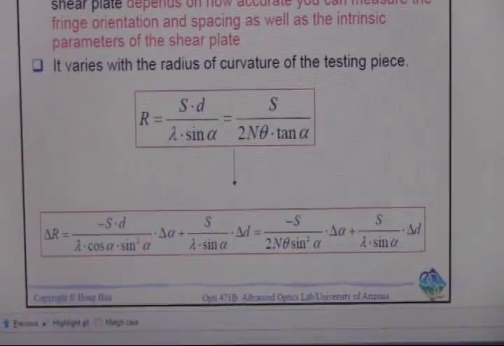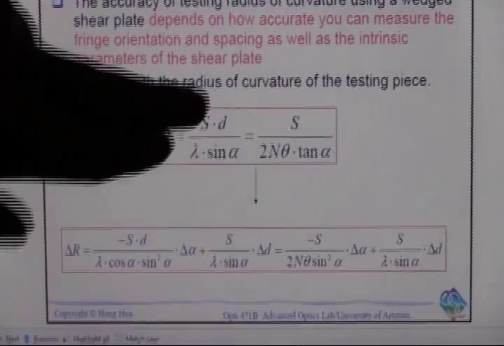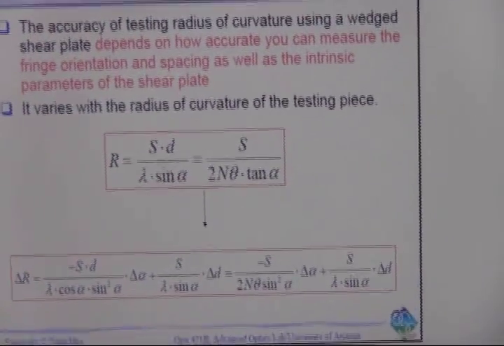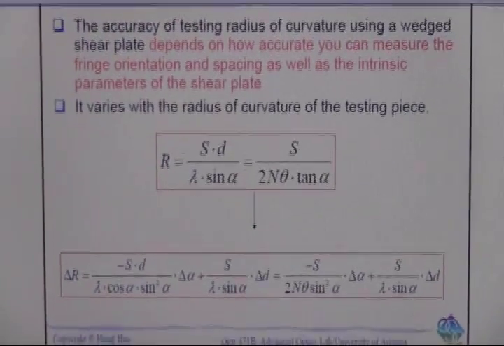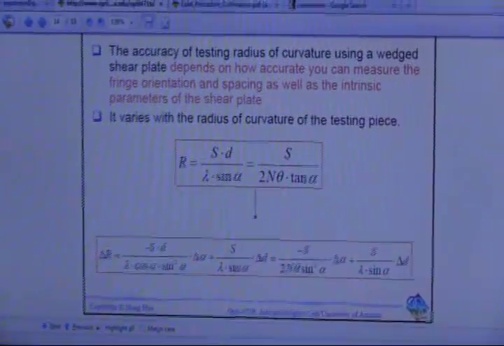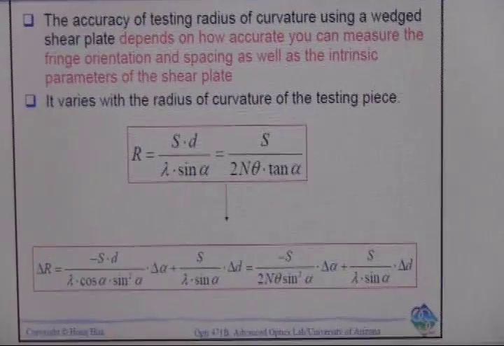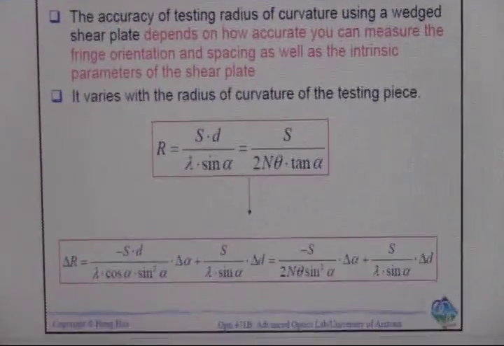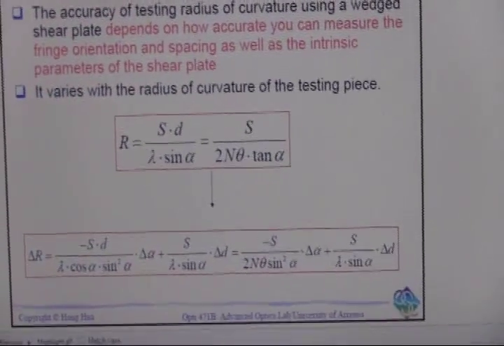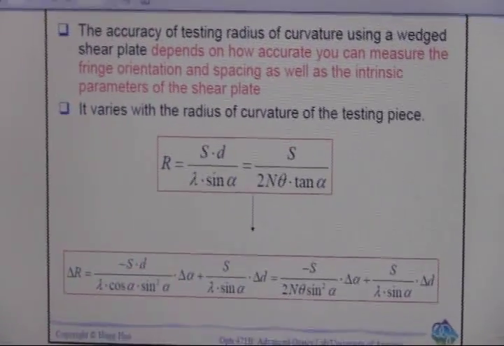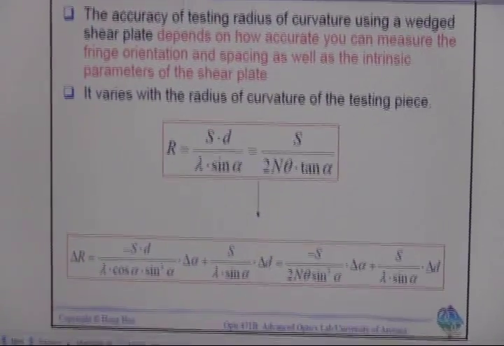Something we learned while taking measurements: if we change D by just 1 millimeter, our delta R changes by 40 meters, which is a huge deal. So you have to be really careful when measuring the distance between the fringes, because it can really affect your final result.